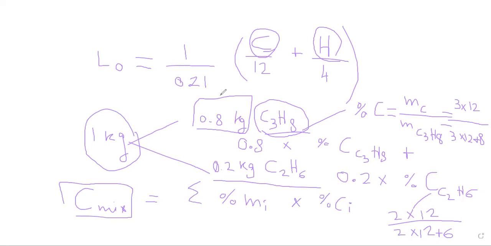And once I do this, I can deduce H, because C plus H is 1, because C is a percentage in mass and H is a percentage in mass. So C plus H is just equal to 1. So once I find the total percentage of C in the mixture, I deduce that H, the percentage in mass of hydrogen, is 1 minus C. And then all I have to do is to replace in this equation C and H by their values to get automatically the value of L0.